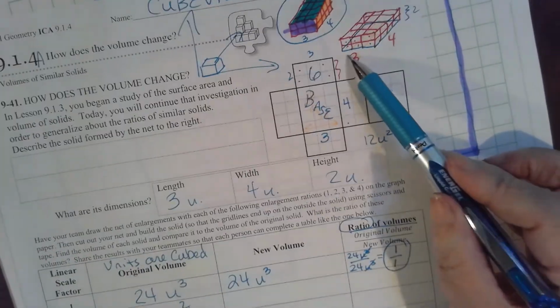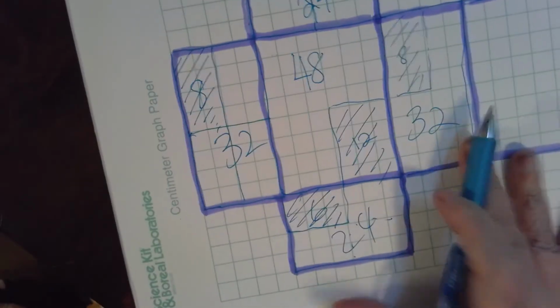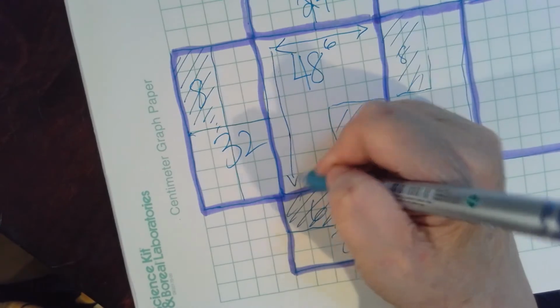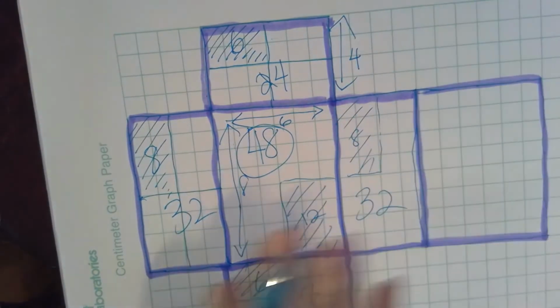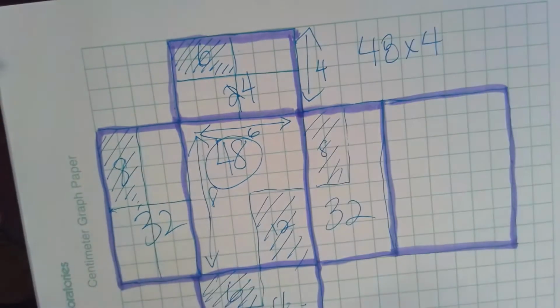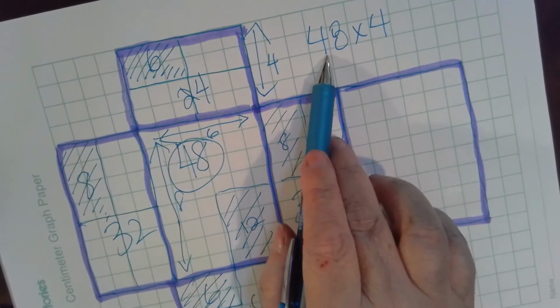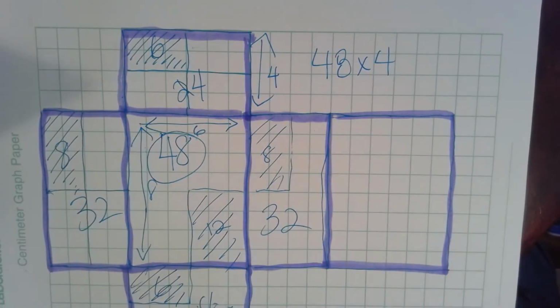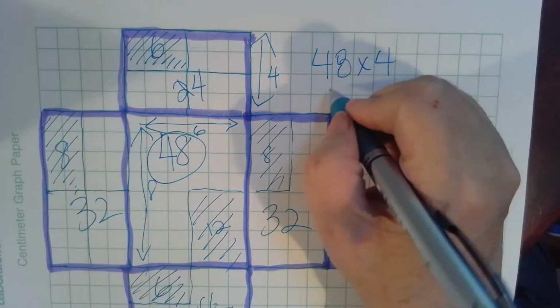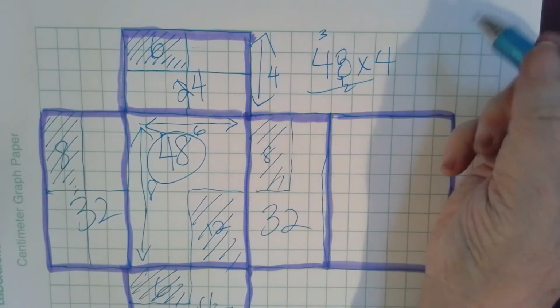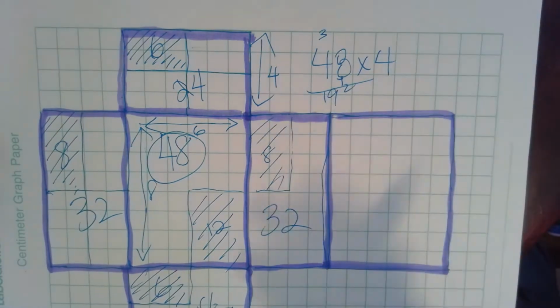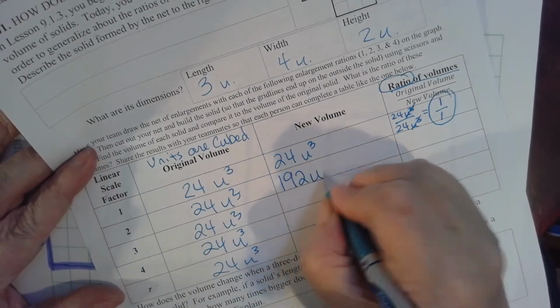Now the way I found the volume of the original was really to take 3, which was this dimension, times 4. Those are the dimensions of the base. And I multiplied them by the height. So my base is now here, 6 times 8, so that's the 48. And then I have to multiply that by the height, which is this distance, which is 4. So if I take 48 times 4, because now I have 4 layers, and every layer has 48 blocks in it. So 4 times 48 is 192 units cubed.